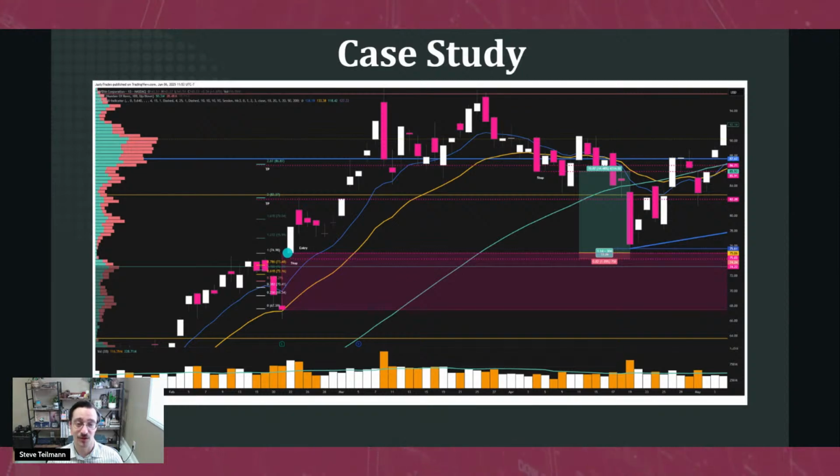So we've got our entry framed. We've got that set up. What do we do with it? So the first thing is you measure the range of the base that it broke from.